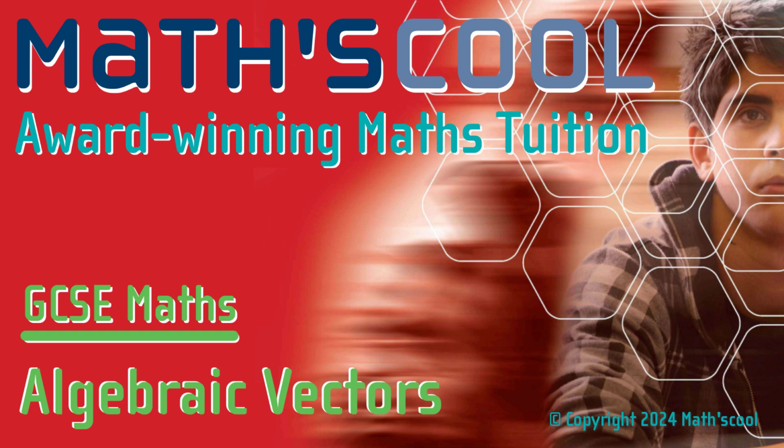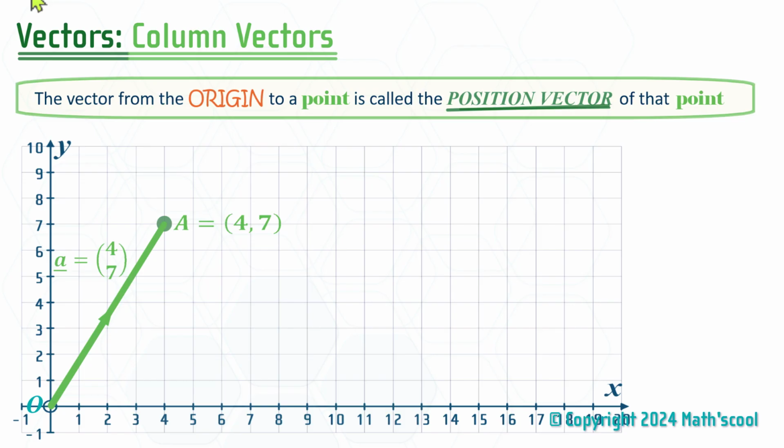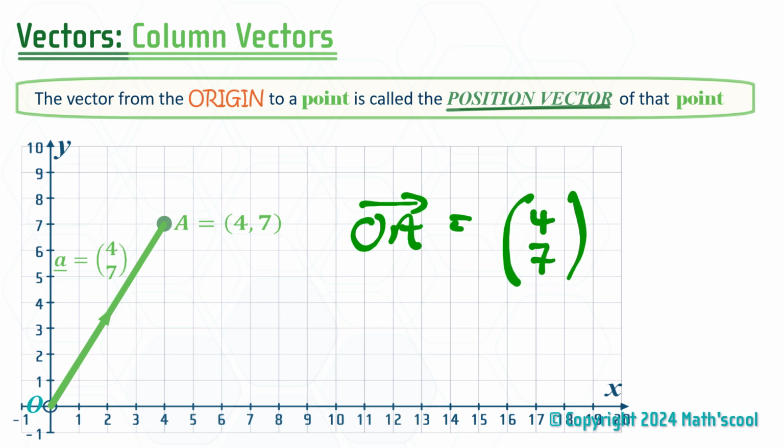vectors. So last week we were doing column vectors, and just to recap, we talked about what a position vector is. So if we have a point here, A, 4, 7, then we could say that the position vector of that point, in other words, the vector from the origin to that point, is, well, 4 along the x and 7 along the y, but we write it as a column vector like that. So that's the position vector, and here I've just named it. I've called it a. The underlining on the small letter a tells you that that a is not a number but a vector.